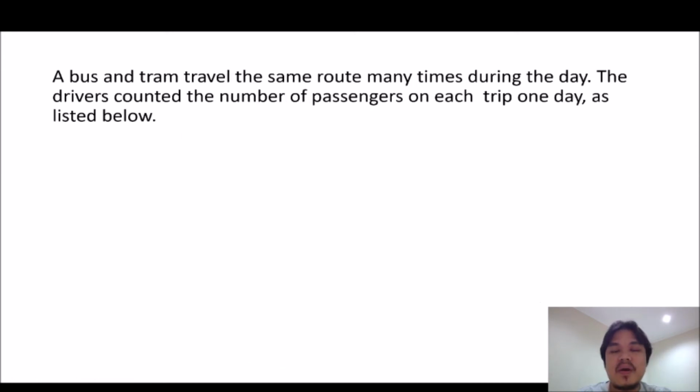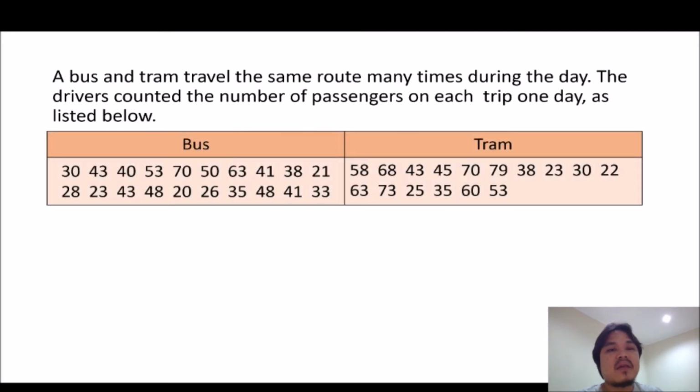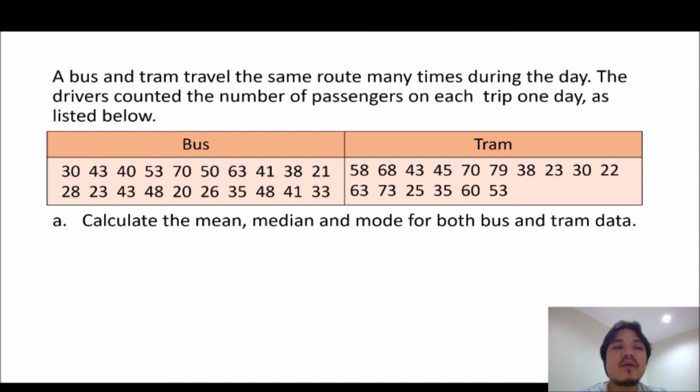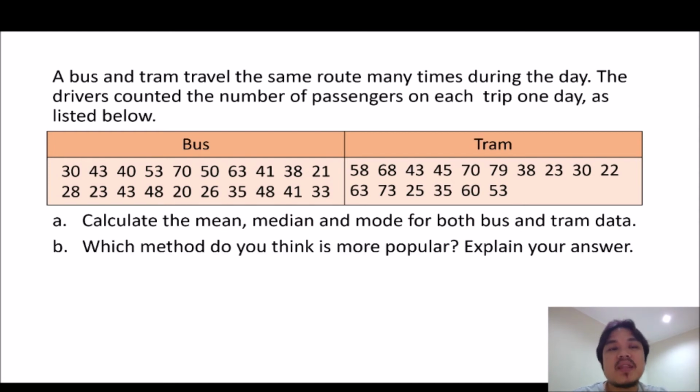Okay, so let's have this example. A bus and tram travel the same route many times during the day. The drivers counted the number of passengers on each trip one day as listed below. So we have the data for the bus and the data for the tram. We are asked to find the mean, median, and mode for both bus and tram data. And which method do you think is more popular?